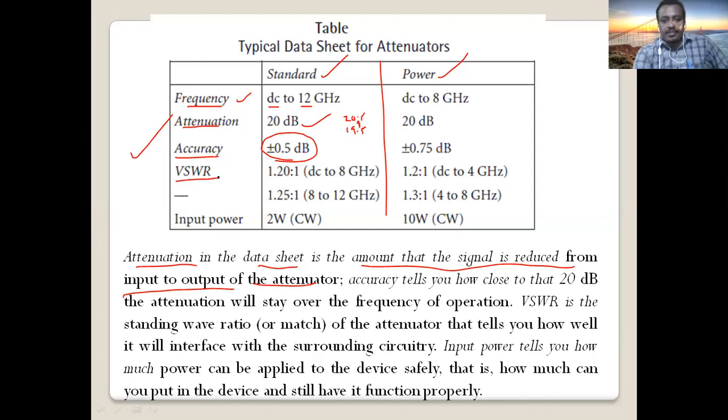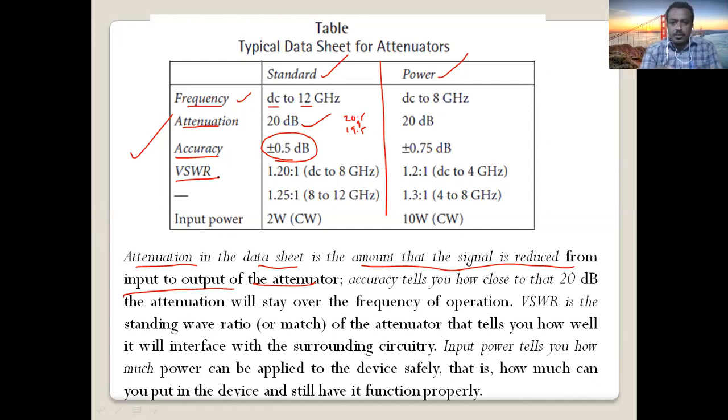Next, the voltage standing wave ratio is also very important. As I said, this device is overused, it's everywhere. So you have to take care when you connect a device, with the amount of impedance mismatch we create. If that device causes impedance mismatch, signal will be reflected back. Instead of transmission, we have reflection.